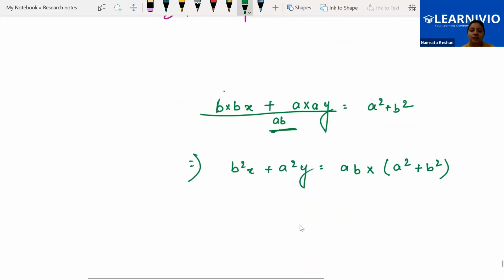So now our equation became B square X plus A square Y is equals to, we can do the multiplication inside. So can you please tell me, Harshit, what will we have once we apply the distributive property on the other side? Ma'am, it will be like A cube plus AB square plus A square B plus B cube.